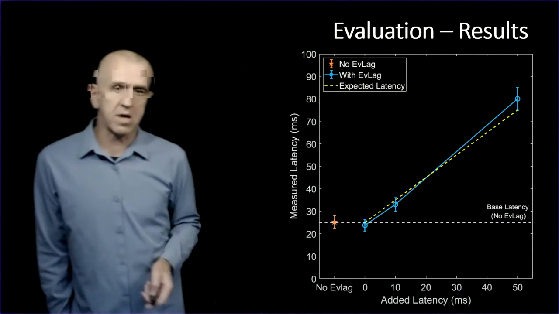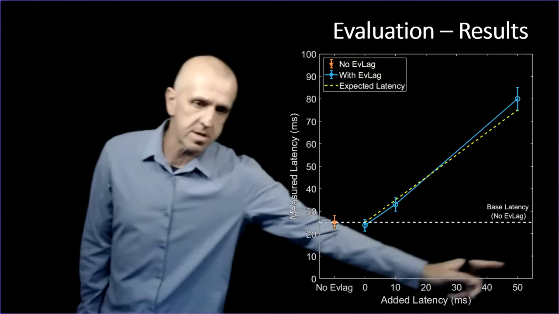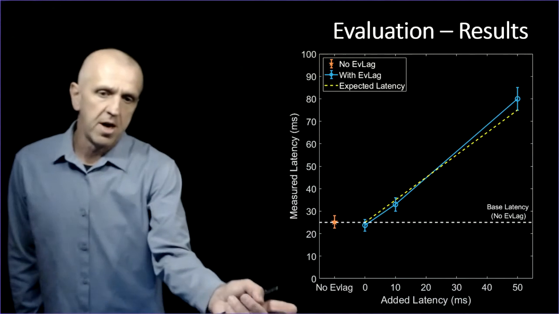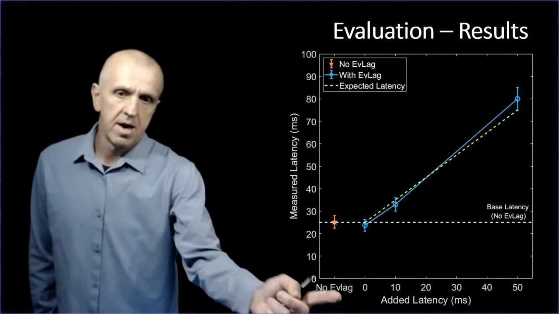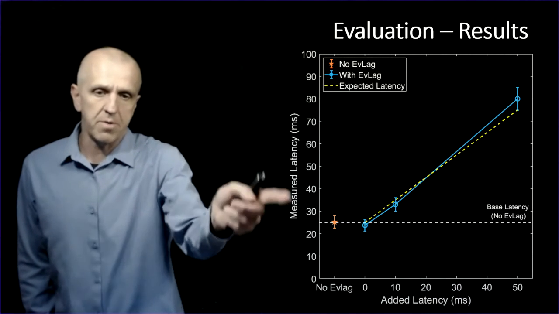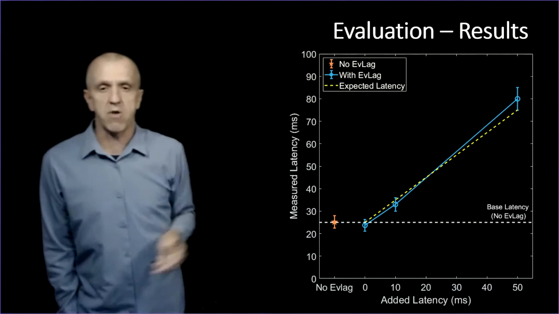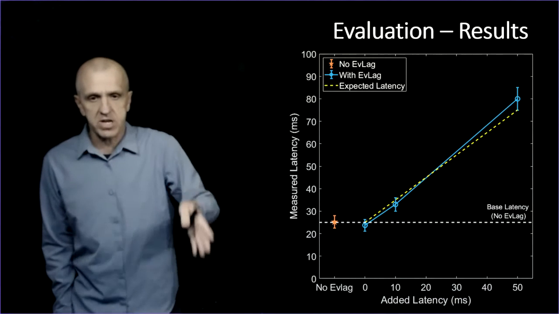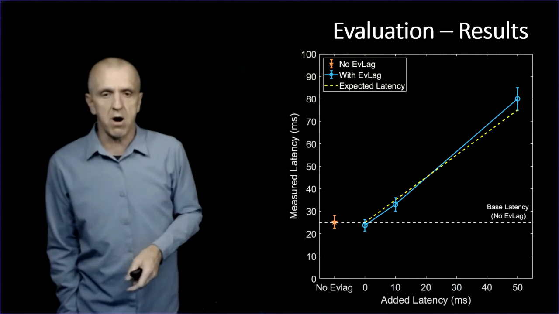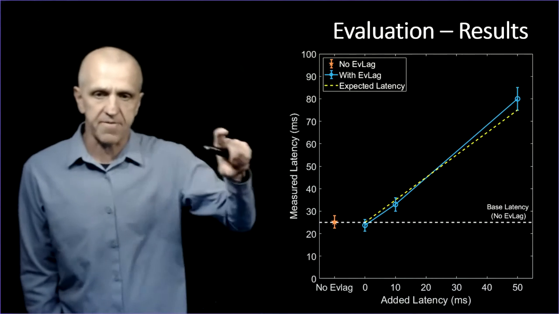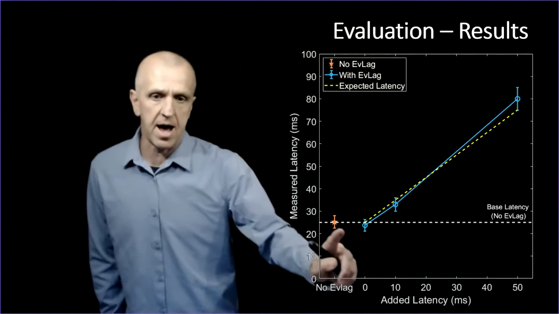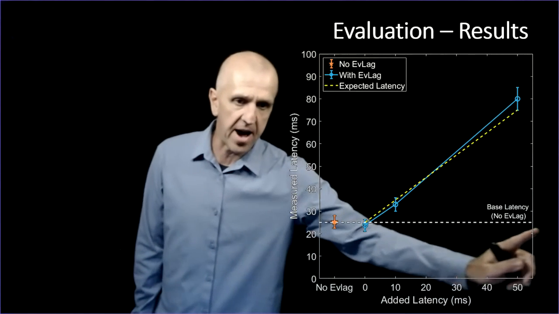So this graph depicts the results. This axis is the amount of latency I'm going to add, with the first case being the base system without EvLag running. And this is the local latency measured. What we did is measure the average of 5 runs, and we compute a confidence interval for those values. That's that bar. The base system we have is 25 milliseconds of latency, shown by that dot with a confidence interval around it. That horizontal line is the base system.